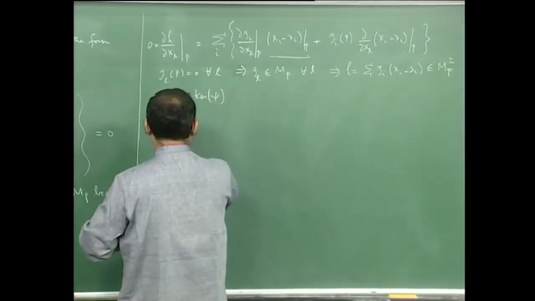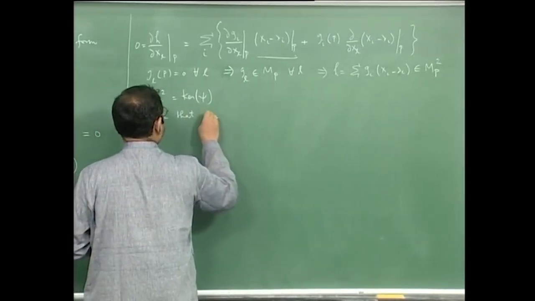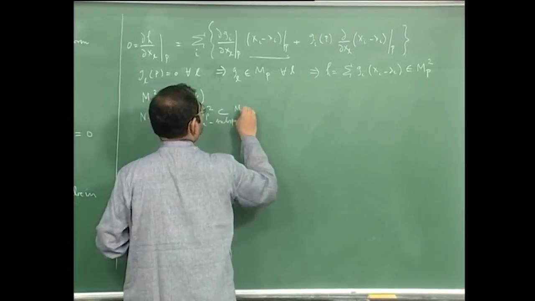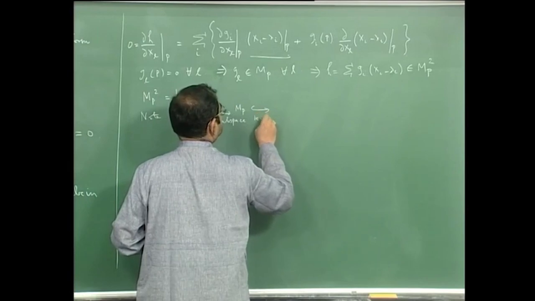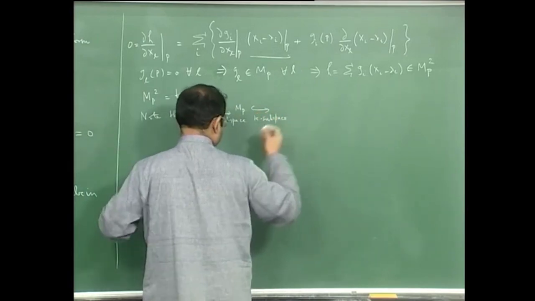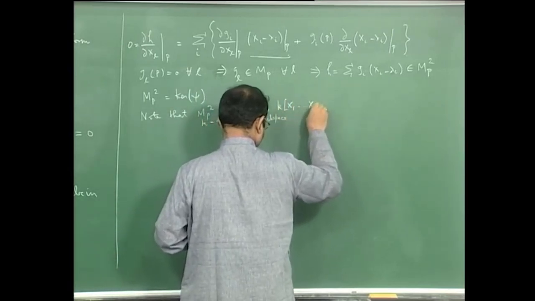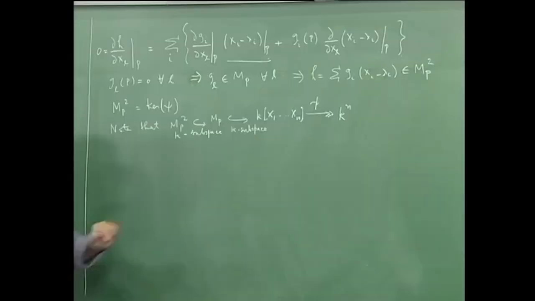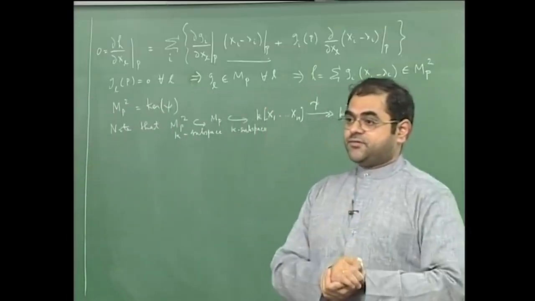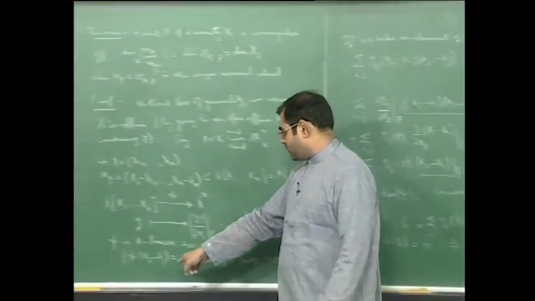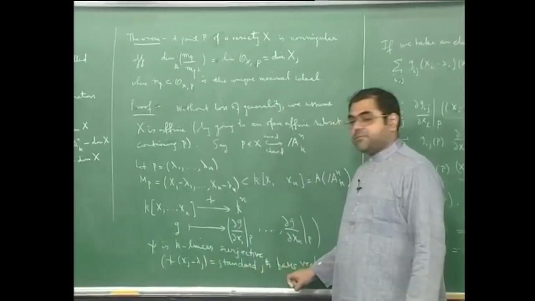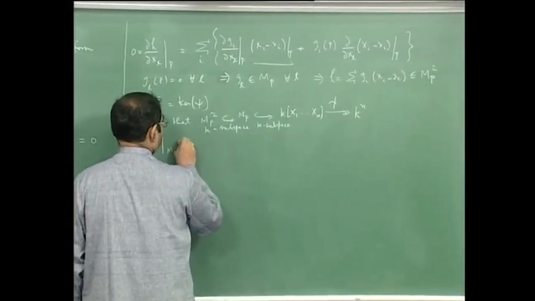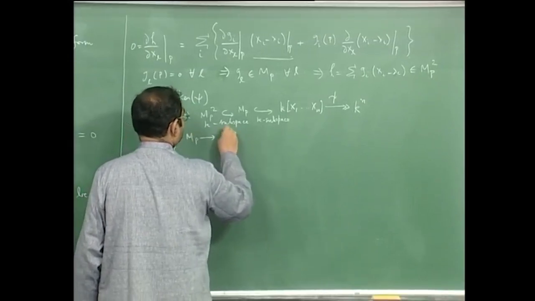Note that MP squared is a K subspace of MP, which is also a K subspace. Subspace means vector subspace, and there is this map psi into Kn. In fact, psi restricted to MP is also surjective, because I have already told you that psi takes all the generators of MP into the standard basis. So psi restricted to MP is also surjective, from MP to Kn.